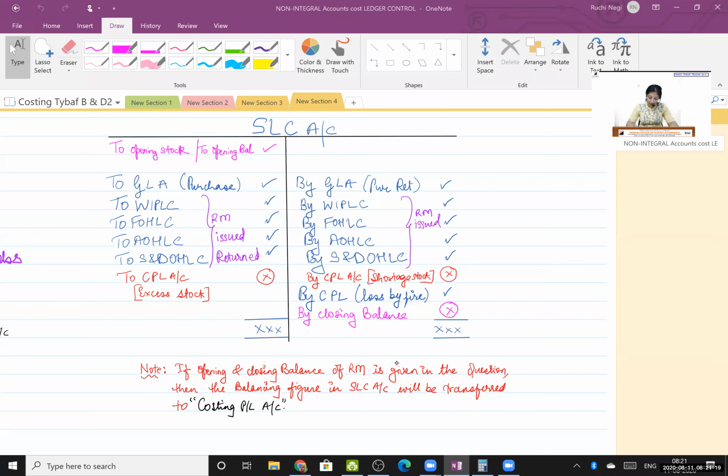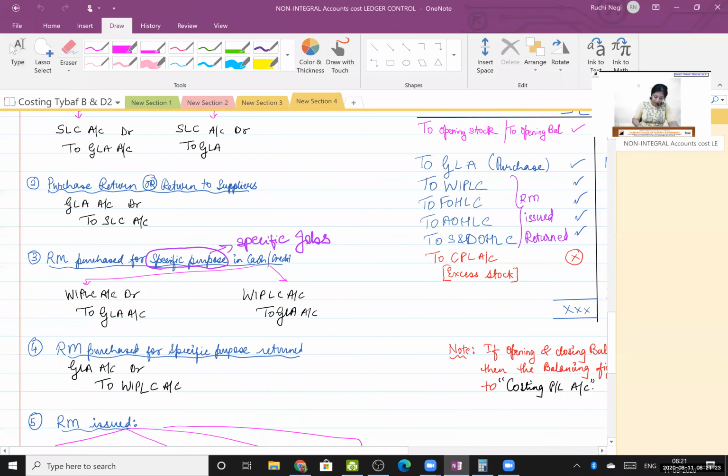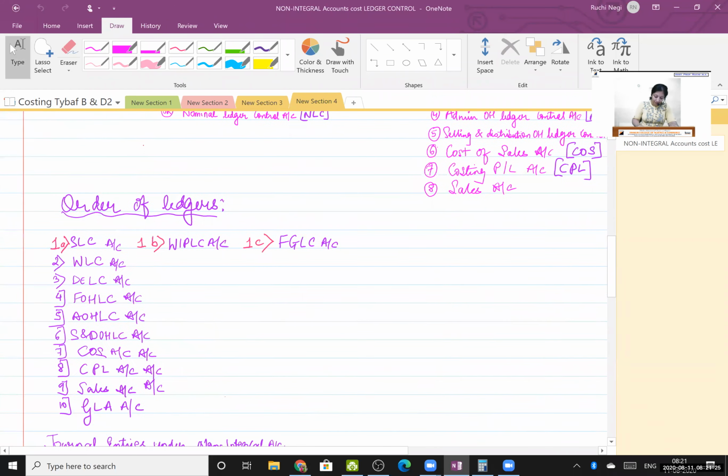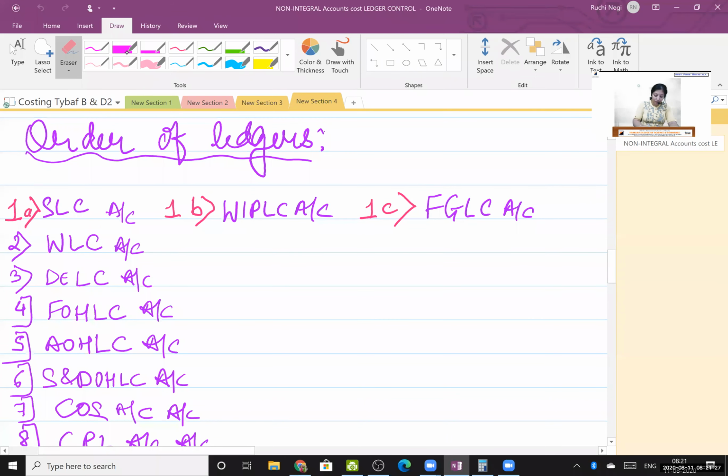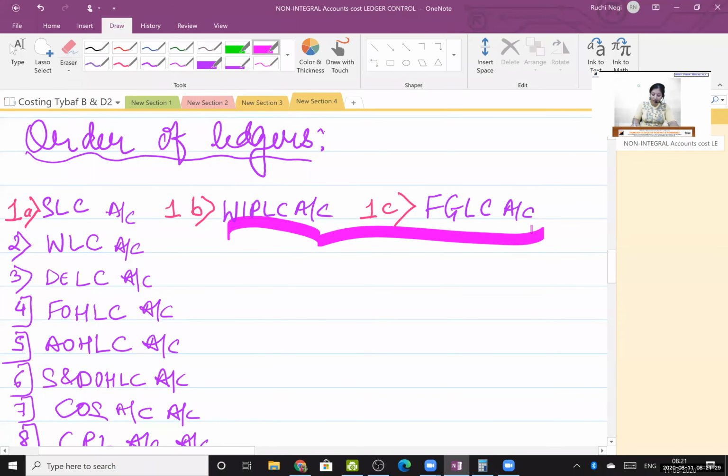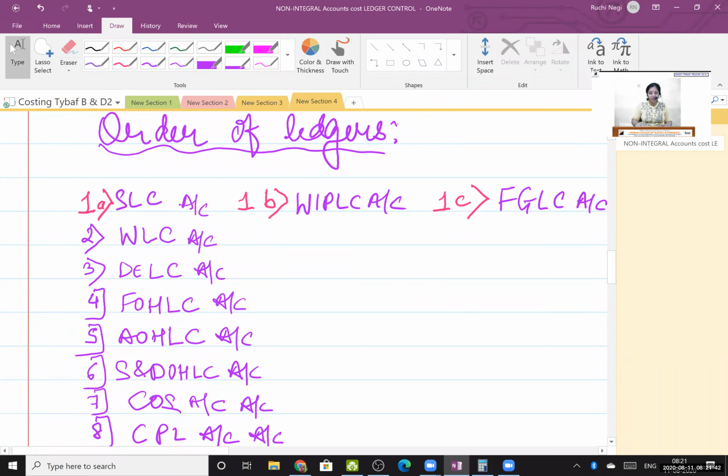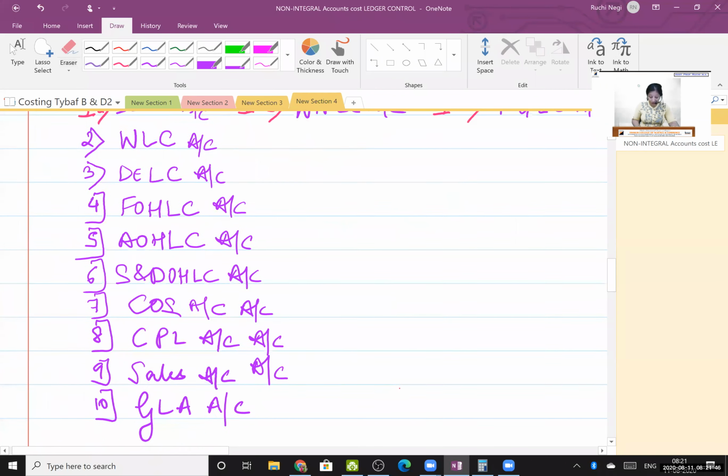Okay, now let us move on to the next ledger. What is the next ledger? Not this one, we'll do this later. Why? Because all these entries are still pending, so its second effect will come in this. That is why right now we will not prepare this. Later I'll tell you when to do that. Next is what? Wage ledger control.